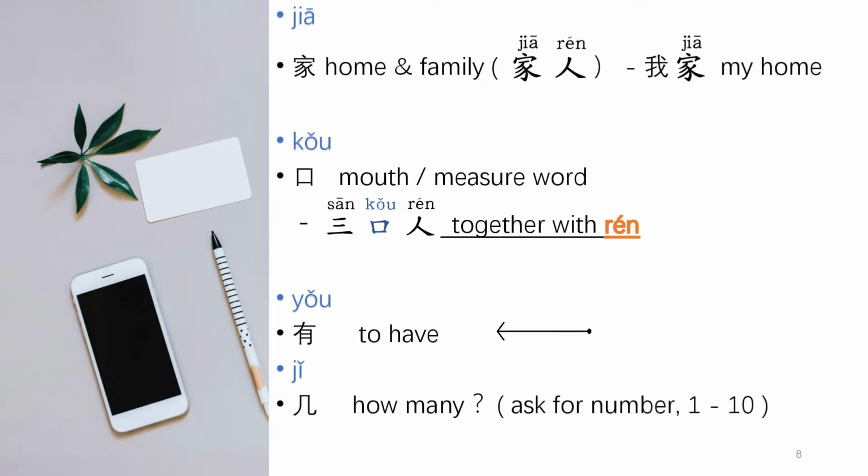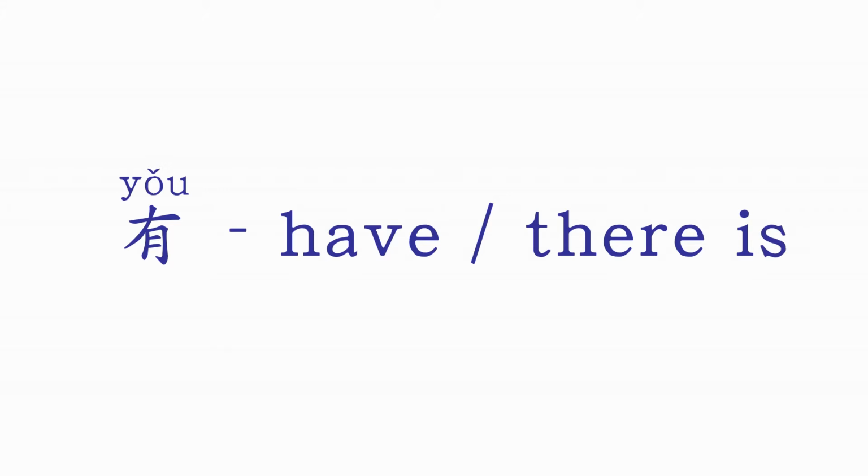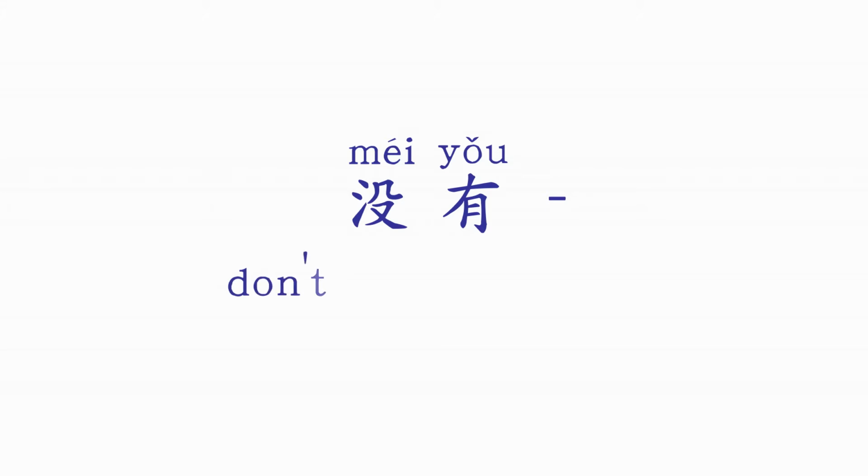To have, 有. For this word, it has 2 meanings. One meaning is to have something. The second meaning means there is. Okay, so for the negative term for this word, it's a bit different. We don't use 不 anymore. We use a fixed combination for don't have. It is 没有. So 没有 means don't have.